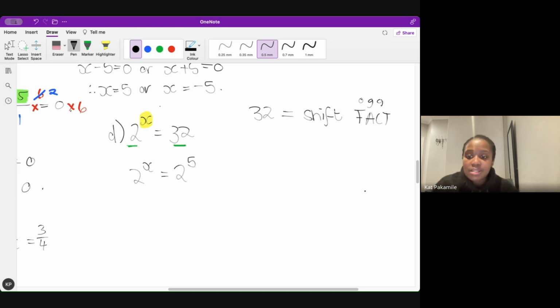Okay, now my bases are the same. So what does that mean? My bases are the same. So that tells me that if I say 2 to the power of anything, some sort of number that I don't know, is the same as 2 to the power of 5, what does that number have to be? Therefore, my x is equal to 5.